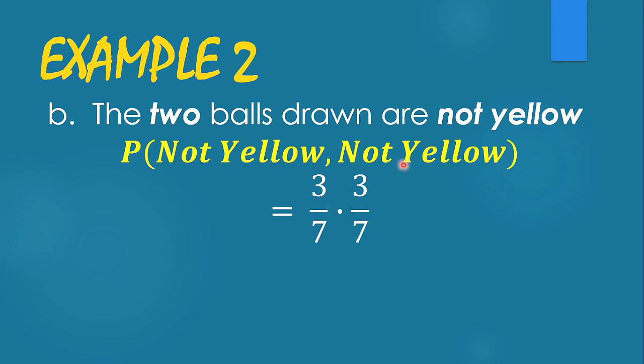So since we will have a replacement, the number of not yellow balls is still equal to 3, and the total number of balls is also equal to 7. So we have 3 over 7 times 3 over 7 is equal to 9 over 49. Or 9 divided by 49 is equal to 0.18 or 18%.